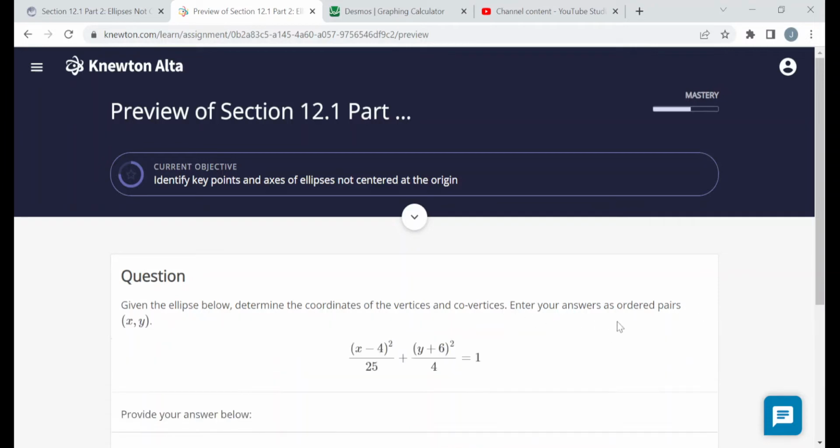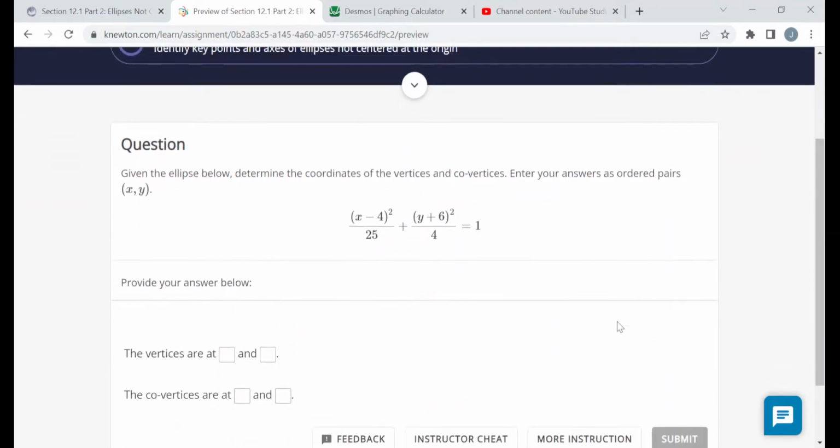Alright, so let's do that again. Very similar. But this time it's just the vertices and co-vertices, so I'm just going to talk this one out. The center will be at 4 for x, negative 6 for y. Underneath the x you've got 25, which is 5 squared. So the value of a is 5, that's the larger of the two. So I'm going to add 5 and subtract 5 to the x coordinate of the center. So you have 4 plus 5, 4 minus 5, comma, negative 6.